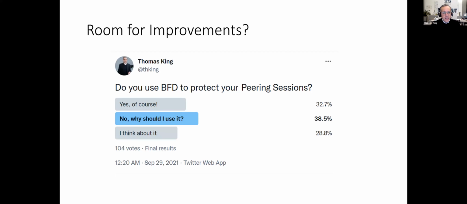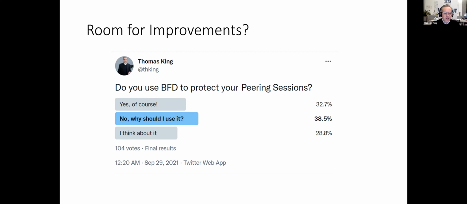I did a Twitter poll because I wanted to know how many of the interconnection industry people actually use BFD to protect peering sessions. And here, peering session is a very broad term, right? It could be a private peering session, or it could be via an IXP, a bilateral peering session, or using the route server, though it doesn't specify that.